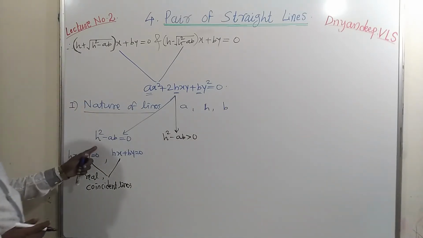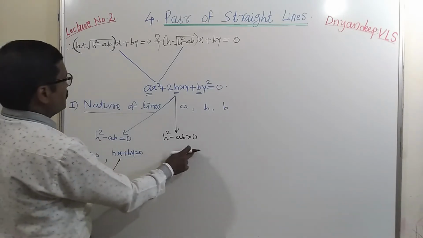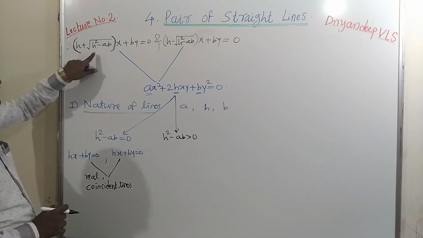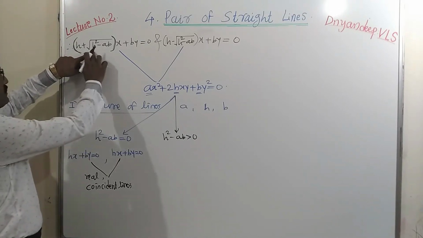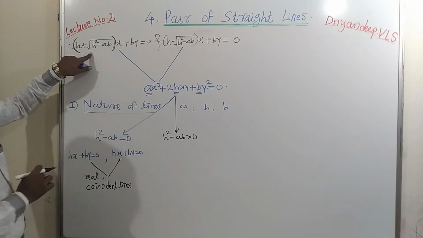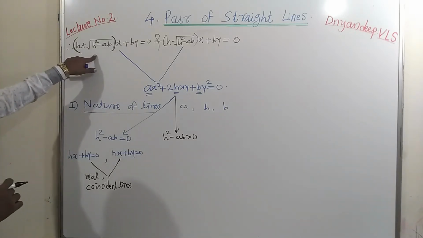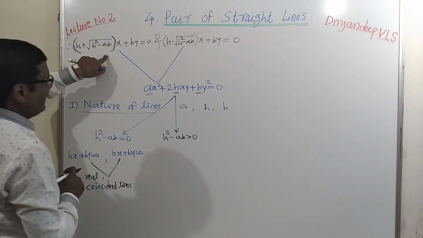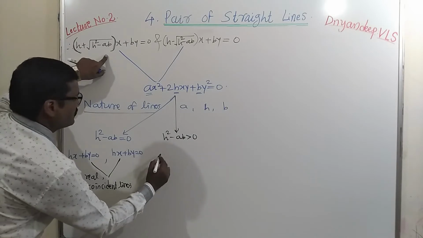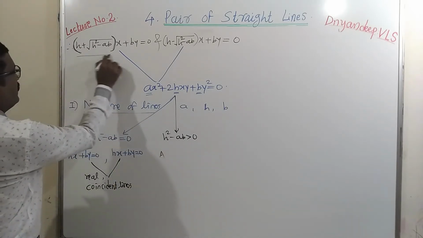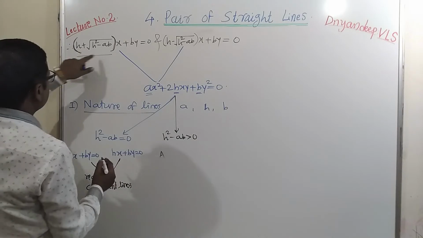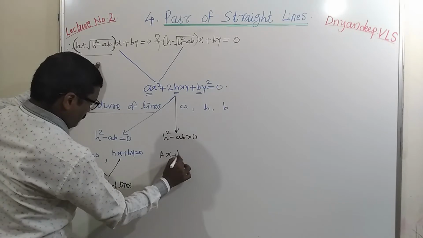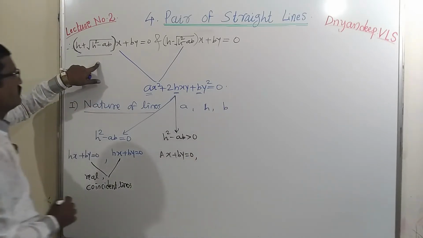In the first case we will suppose x square minus ab is greater than or equal to 0. If this x square minus ab is positive, obviously the root contains positive numbers, so this will be a real number. Real number plus h is again another real number, so we get, I will consider this as capital A, h plus root of h square minus ab, that is a. So we get the equation ax plus by equal to 0.